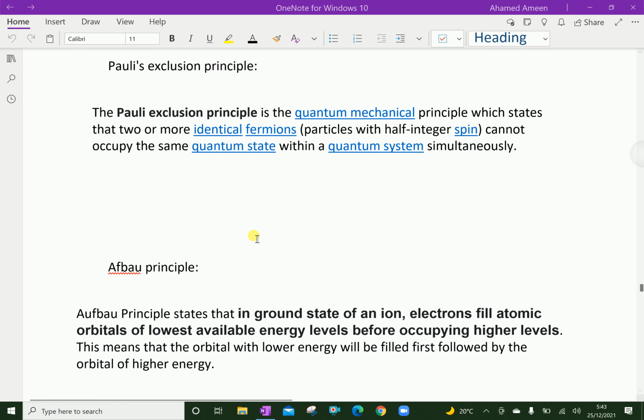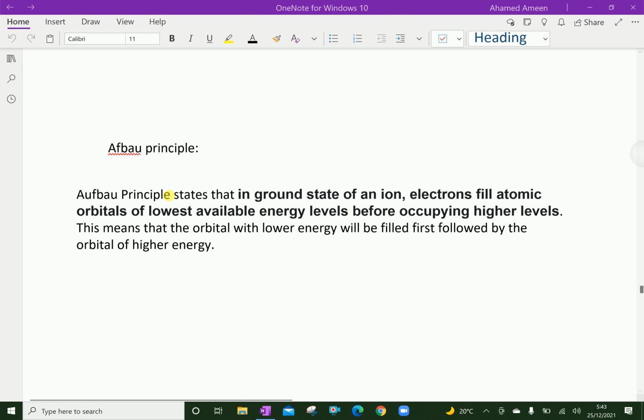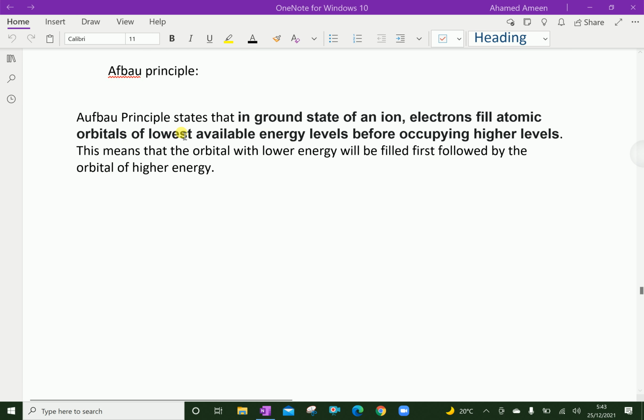Next, the Aufbau principle. The Aufbau principle states that in the ground state of an atom, electrons fill atomic orbitals of lowest available energy levels before occupying higher levels. That means first the electrons fill the lowest available energy, then one by one they go to higher levels. This means that the orbital with lower energy will be filled first, followed by the orbital of higher energy.